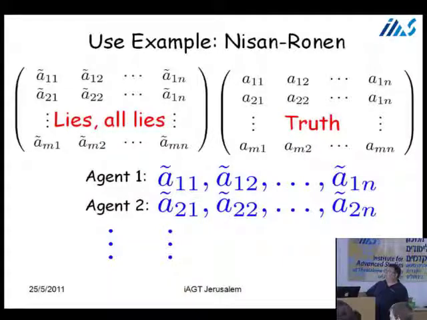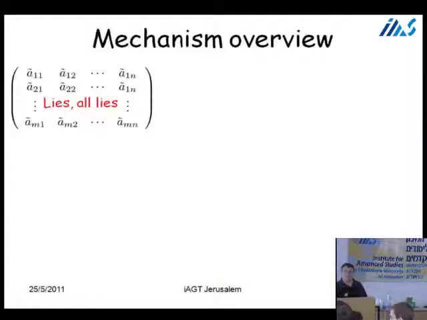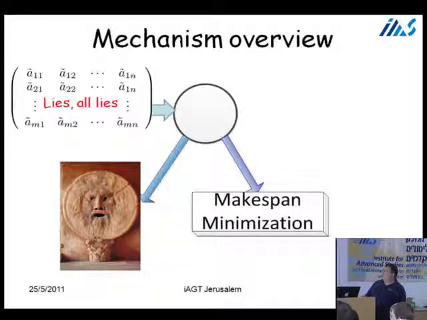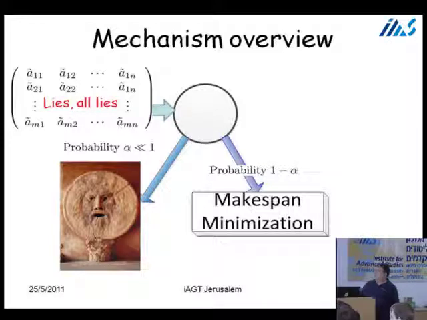And this is basically the input that the mechanism gets. Standard setting. So we start with this thing which is lies, all lies. And we're going to do the following thing. With some small probability alpha, we're going to take this and use one of these truth extracting devices. We're actually going to go on every single entry in this matrix, and we're going to extract the truth for this entry.